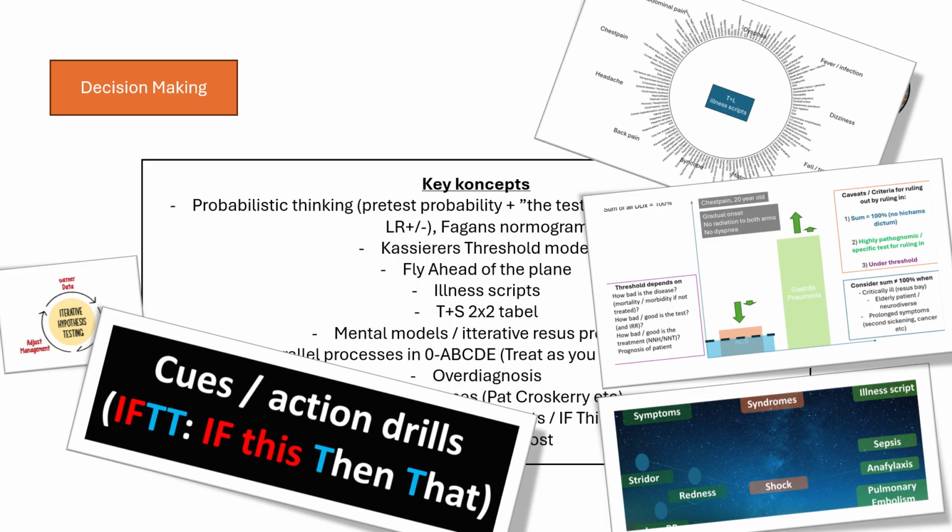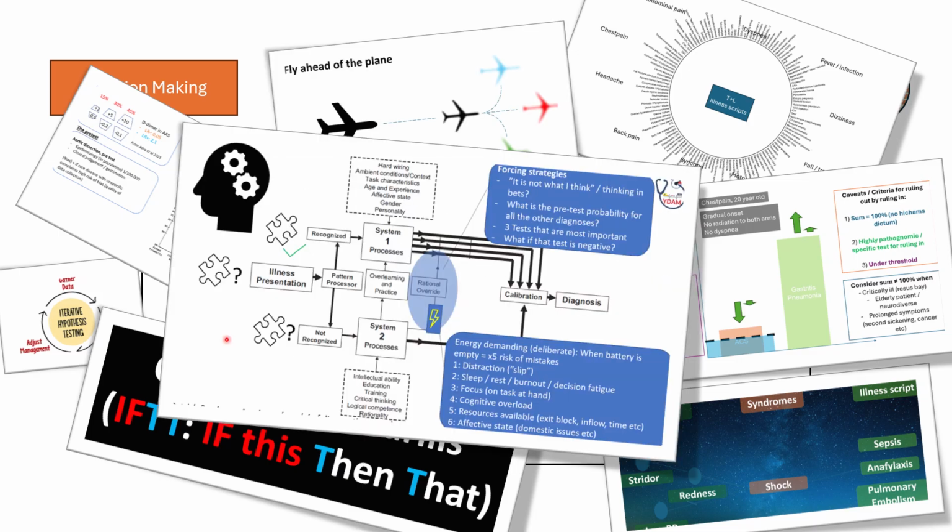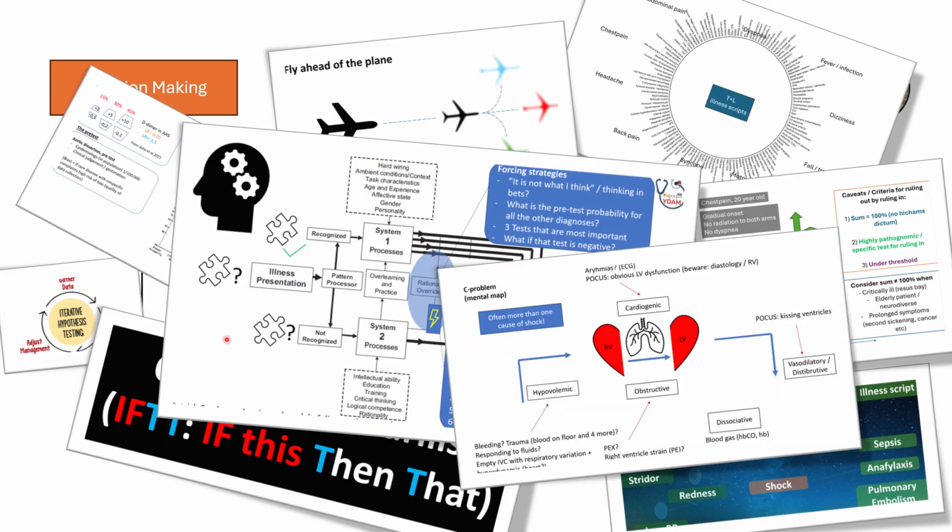We talked about the illness scripts. Fagan's nomogram we haven't talked about, but that's in the other lectures. Fly ahead of the plane. This is the model of decision making in emergency medicine, made by Patrick Croskerry, inspired by Thinking, Fast and Slow, system 1 and system 2, the dual process model. I've made several videos on this, as I said. We talked about these mental models that are hugely important, deliberate practice, and becoming an expert in these things. You need these mental models to be developed and grown.